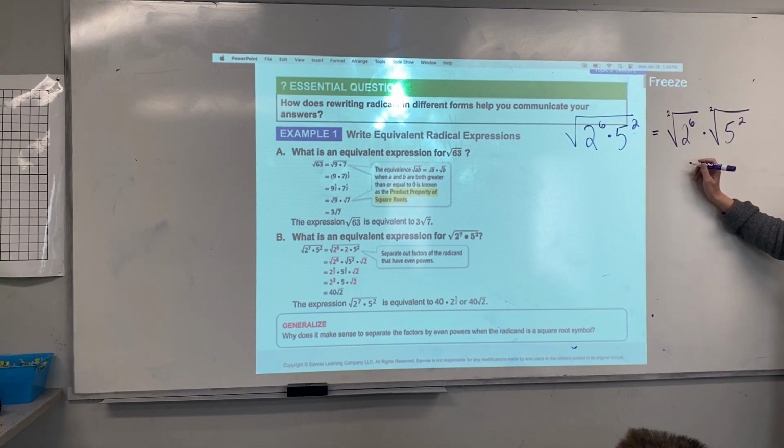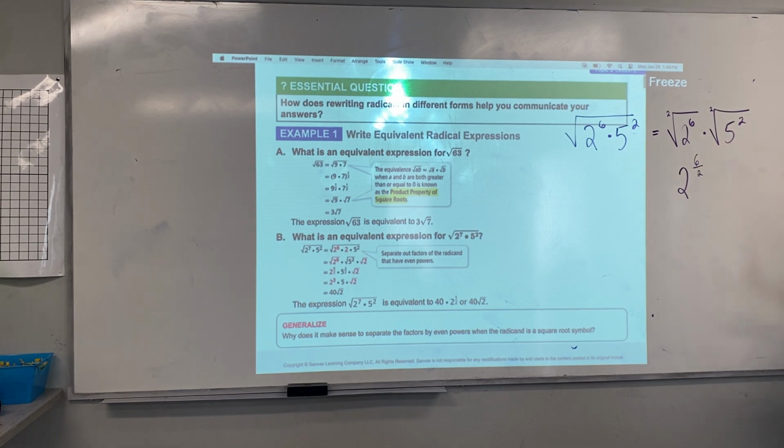If I rewrite this with a rational exponent, what does that look like? 2 to the 6 over 1? No. 6 over 2. 6 over 2.